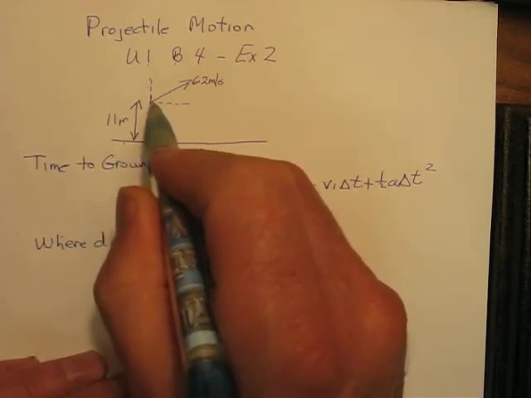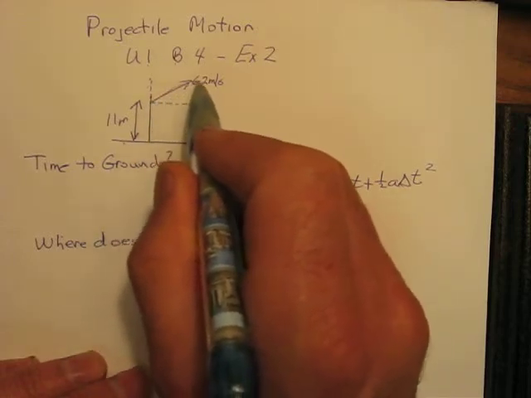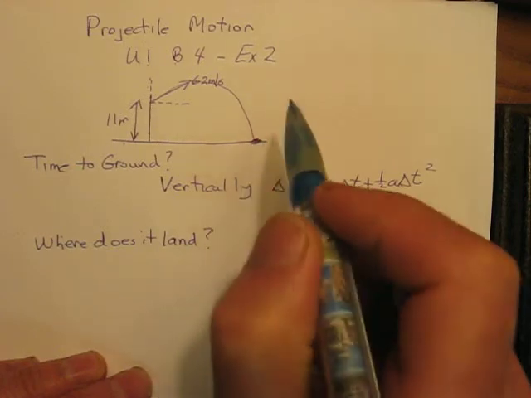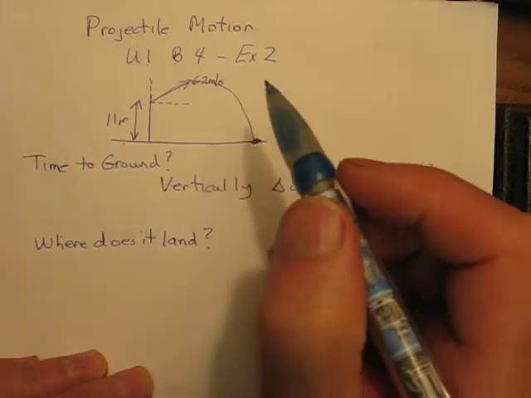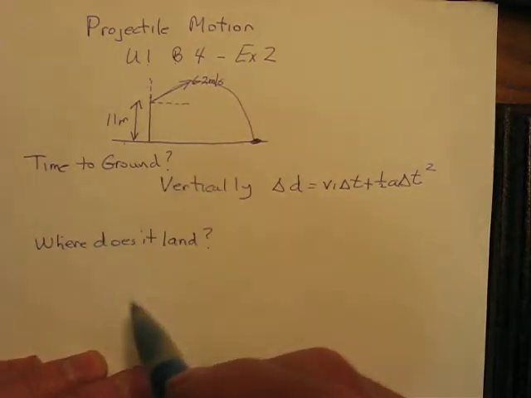The water balloon leaves her hand at 6.2 meters per second, traces a parabola, and falls and strikes the ground somewhere out here. The question is, how long was it in the air, and where does it land?